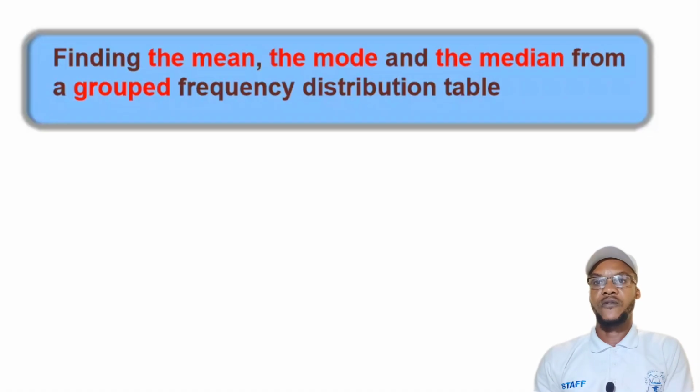First of all, as I explained in the previous lesson, when we talk of grouped data, that is where the data set is put into classes, or put into categories or groups, or we summarize them in a table by putting them into classes.